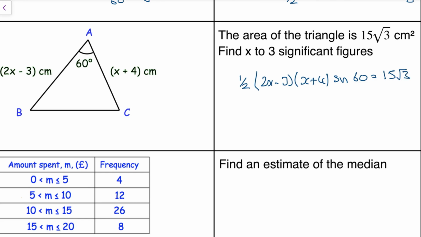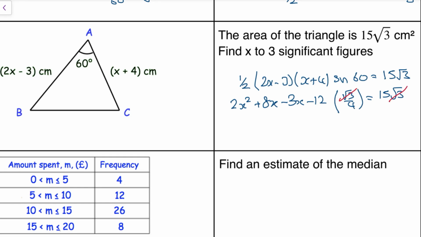In other words, area of a triangle. Now I can sort some of this out, can't I? So let's expand the brackets. That's going to be 2x squared plus 8x minus 3x minus 12. And then sine 60 is root 3 over 2, times a half is root 3 over 4, is equal to 15 root 3. And the reason I've done that is because I can cancel my root 3s.